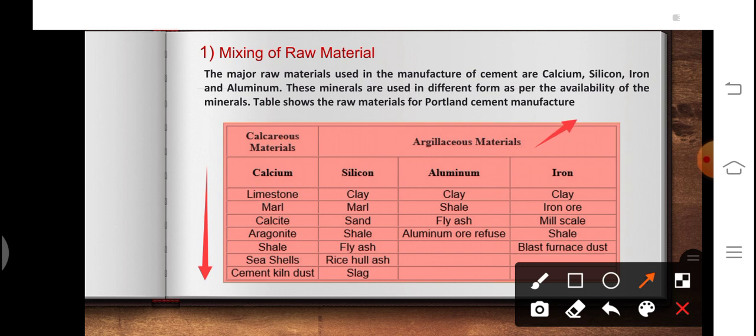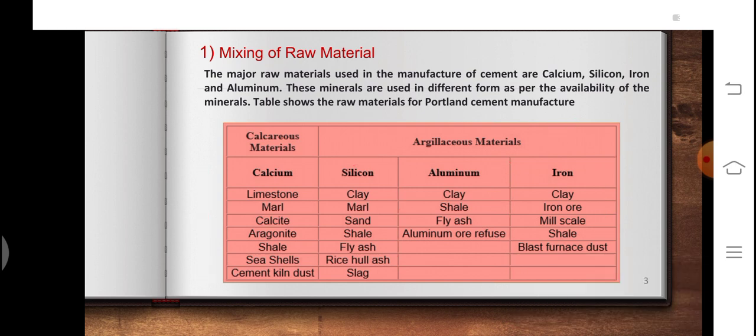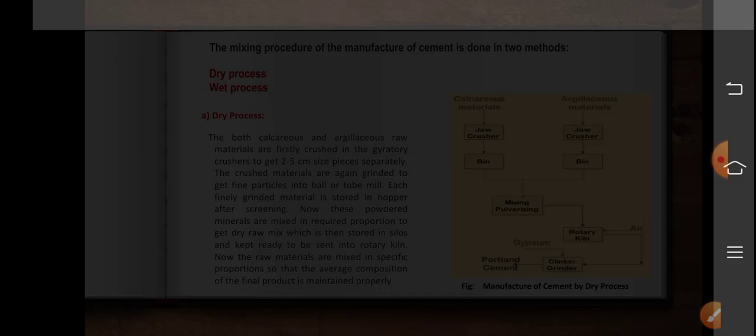Now if we talk about argillaceous material, it includes silicon, aluminium and iron. So these are the sources of silicon, these are the natural sources of aluminium, and these are the sources of iron. Clay is a common source for silicon, aluminium and iron. So from these minerals we will get calcareous material as well as argillaceous material. This table shows the raw materials for Portland cement manufacture.